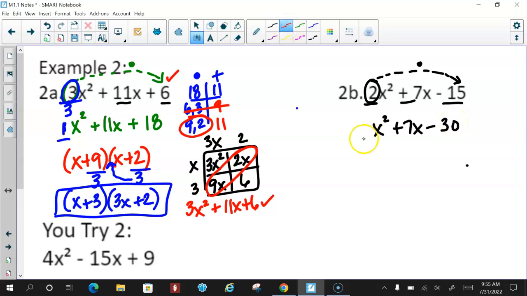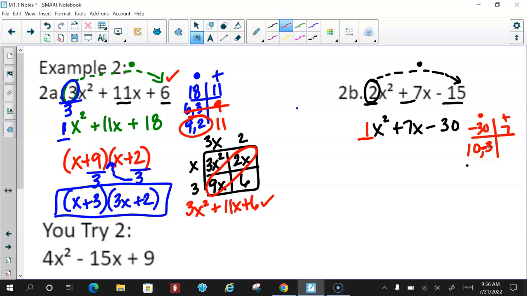Now notice we've got our A back down to 1. So we can set up our table and figure out what numbers multiply to get us, not 30, but negative 30, and then add to get us 7. So what factors could multiply to get us negative 30 and add to get us 7? If you think about 10 and 3, remember they have to multiply to get us a negative, so one of them has to be negative. They have to add to get us positive. That means the larger has to be positive, because we need positive left over. So 10 and negative 3.